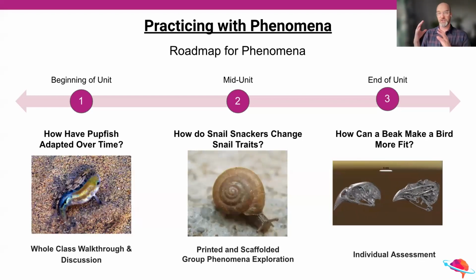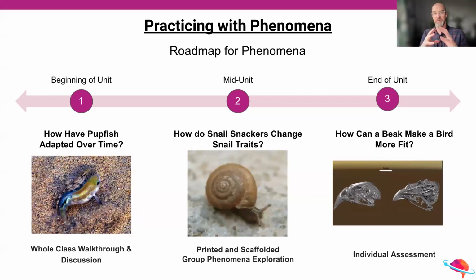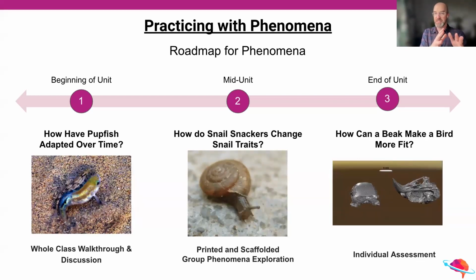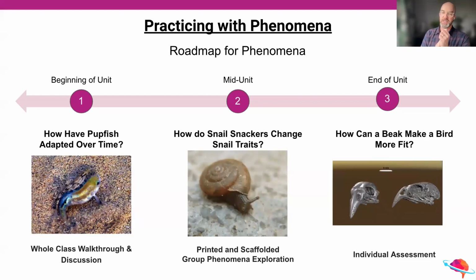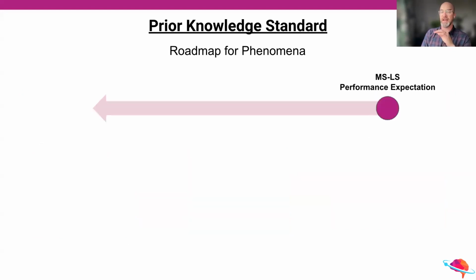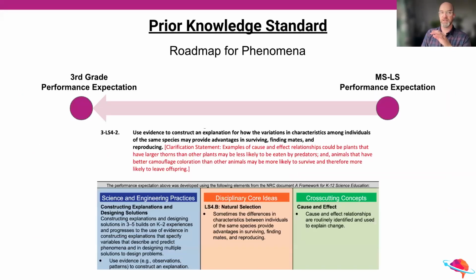So we have our super formal assessment, and then we have these pupfish at the beginning. We looked at the snail kites, and then also this beak and the beak shape and the impact that has on populations. But what if our students aren't there yet? And so what if we need to go back? We need to look from that middle school performance expectation back to a third grade performance expectation.